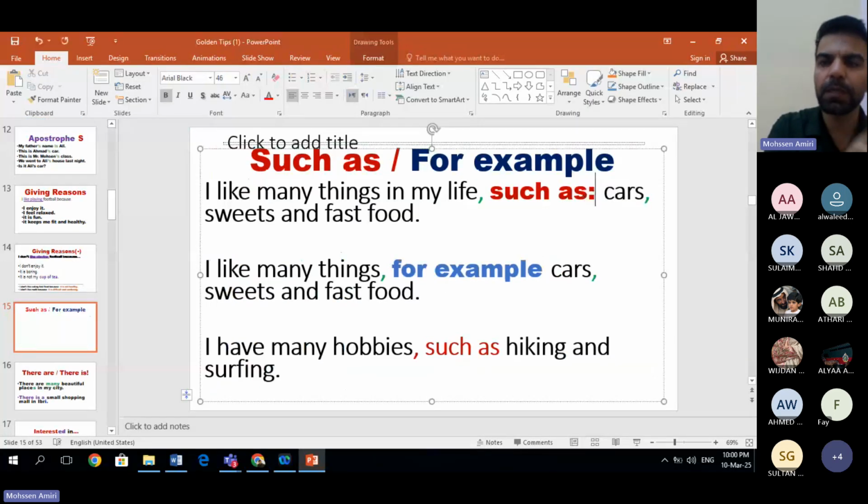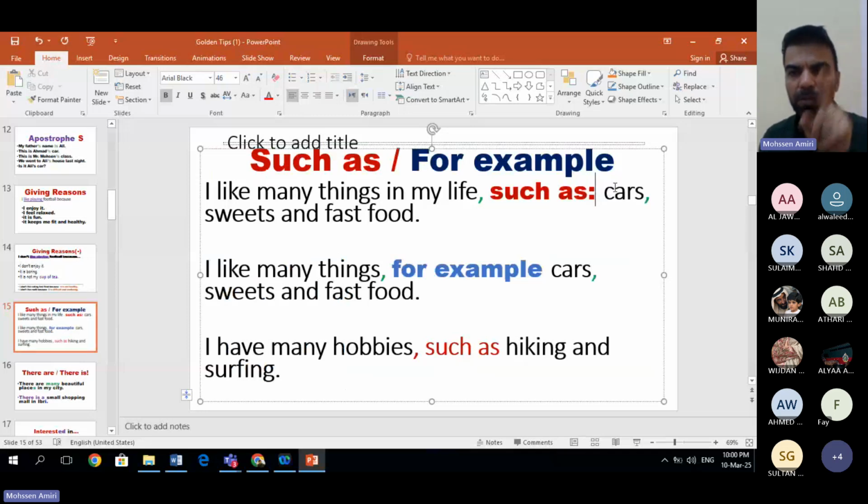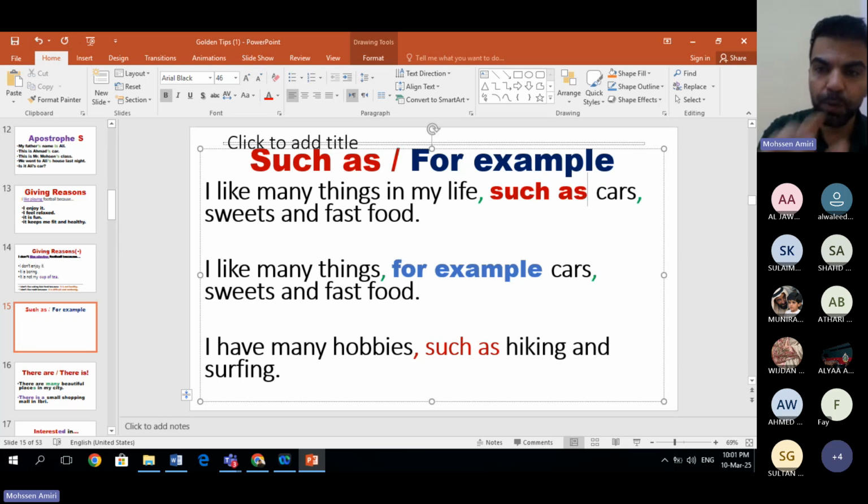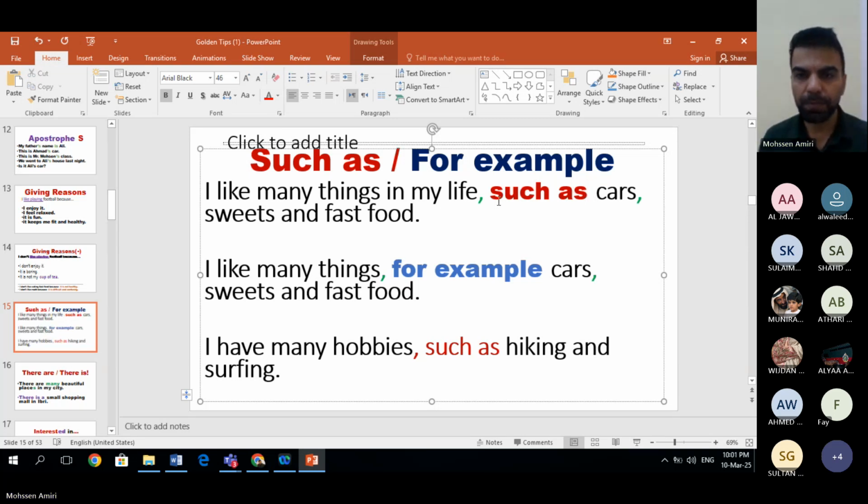Many students put a colon, this double dot, when they are writing. See, I like many things in my life, such as, they put a colon. A big mistake. We don't put a colon at all. Before such as, you can put a comma. But after such as, don't put this. Okay? So be careful.